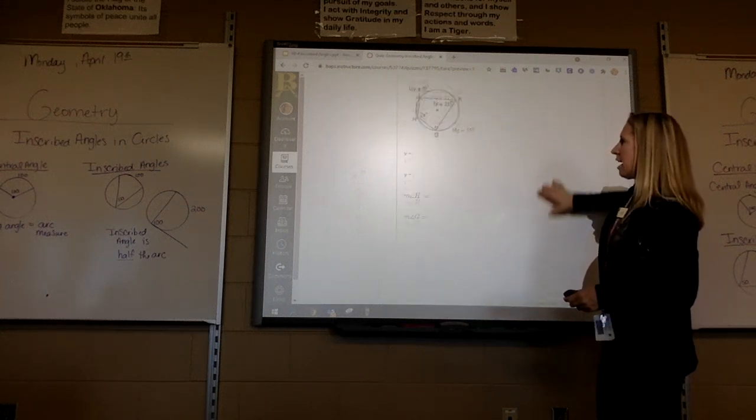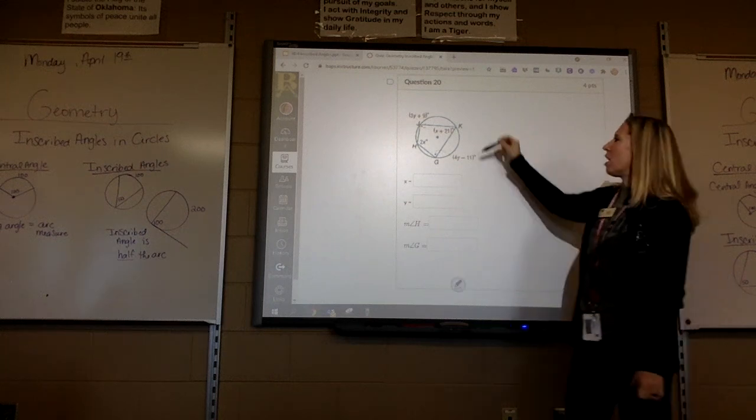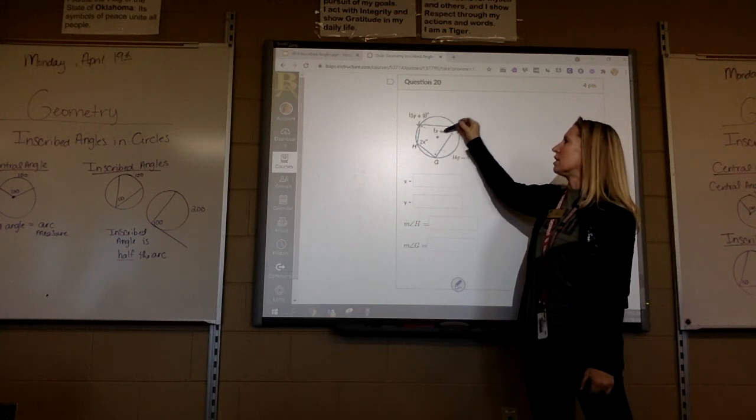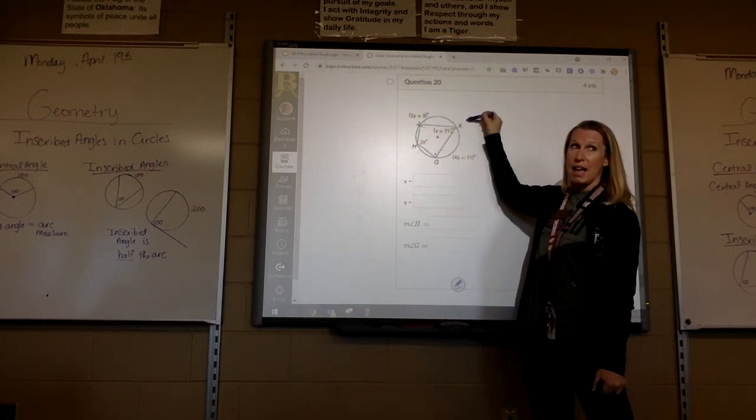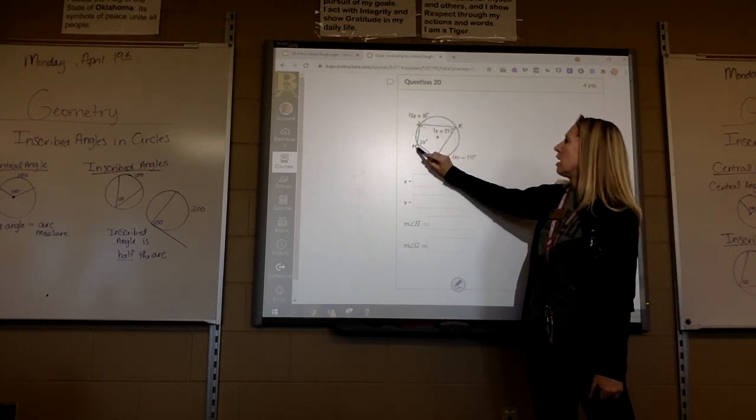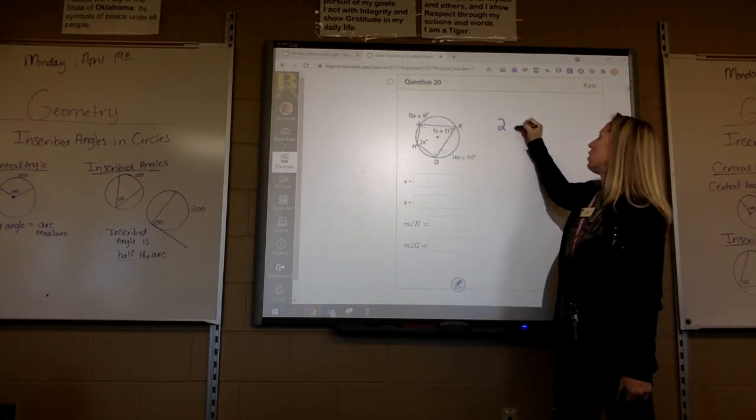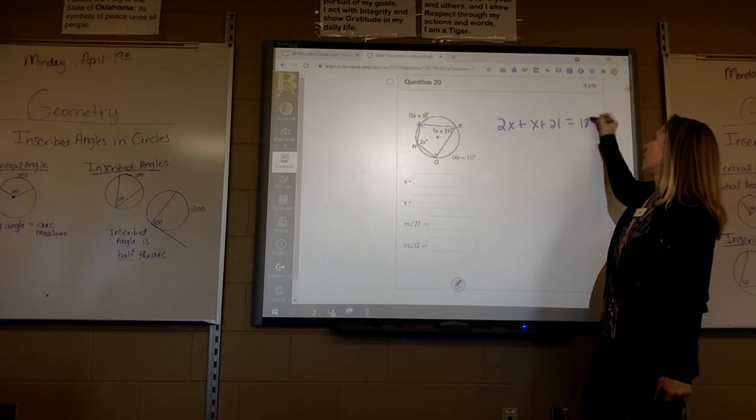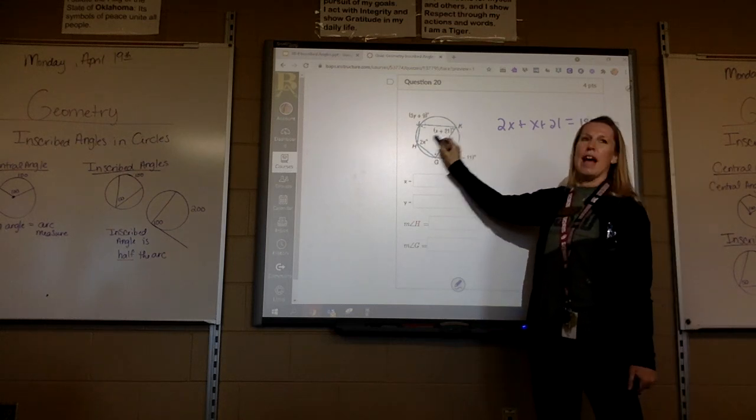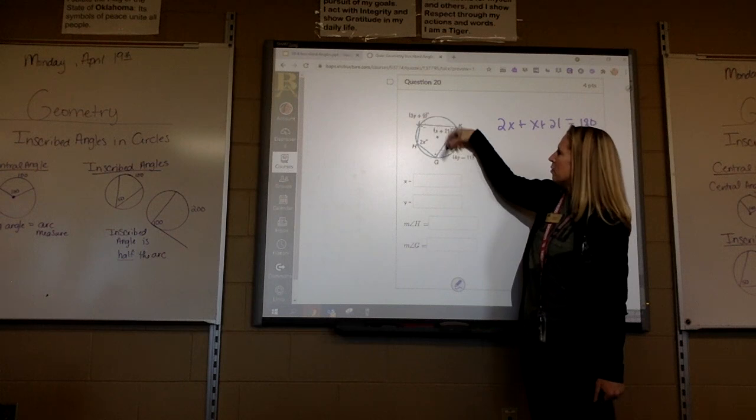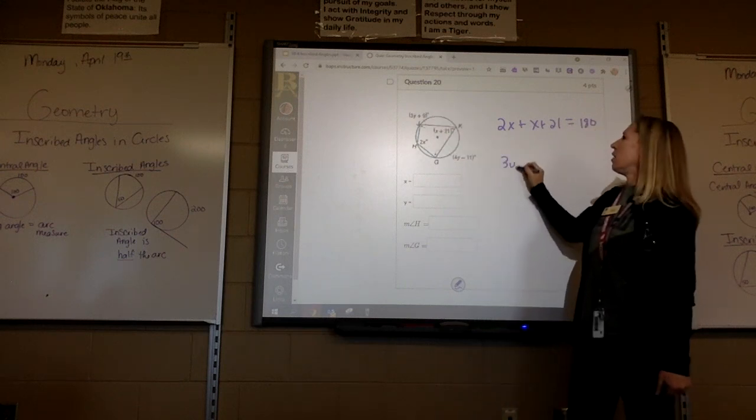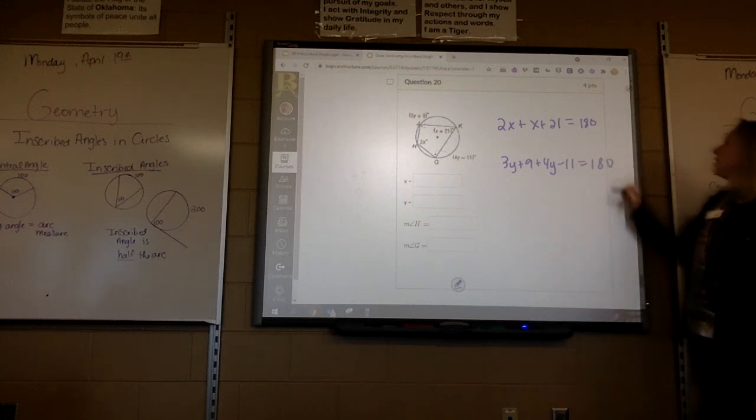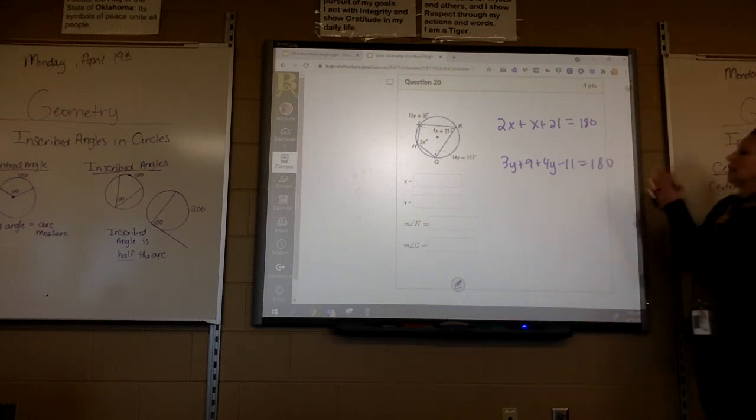Number 20, your last problem. Remember that opposite angles in a quadrilateral are supplementary. They add to 180. So angles H and K, 2x plus 21 would equal 180. The opposite angles add to 180. And then same with J and G. 3y plus 9 plus 4y minus 11 would equal 180. So you'll have to combine like terms.